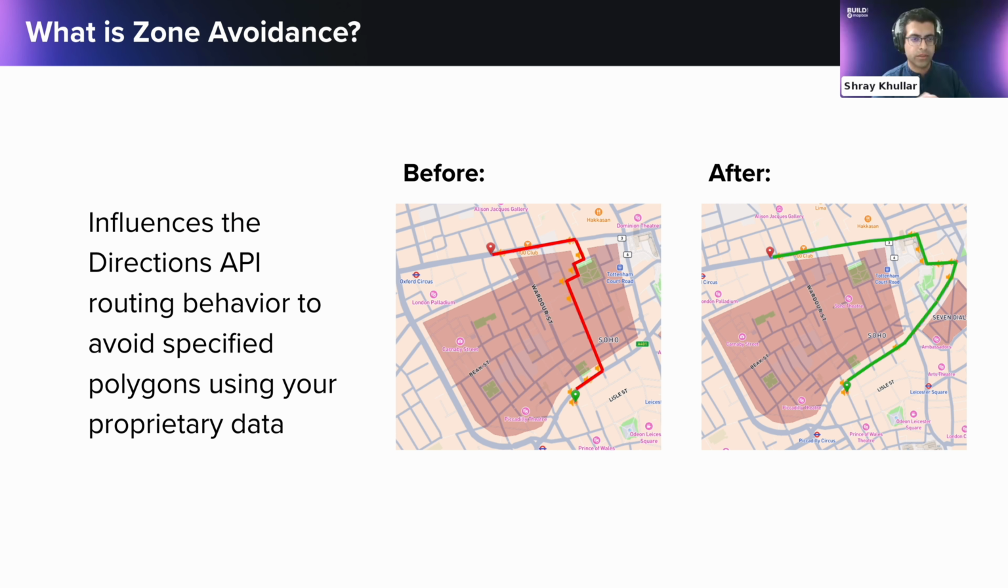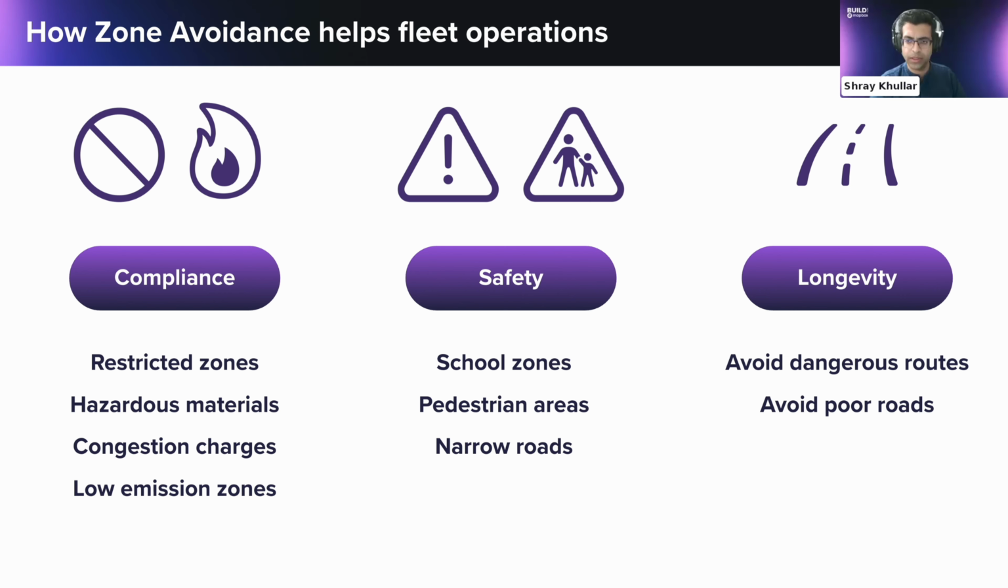So what is zone avoidance? Simply put, it's a feature where you can define custom zones and avoid them in routing. You provide these polygons, carve them out on the map for your business needs using your proprietary data. Once you feed them into Mapbox APIs, it automatically routes your vehicles around these zones. This gives you precise control over what your fleet's route should look like on the ground. As you can see, this offers a high level of control.